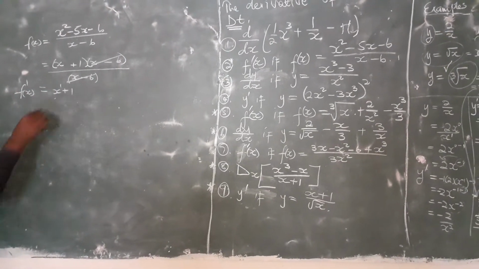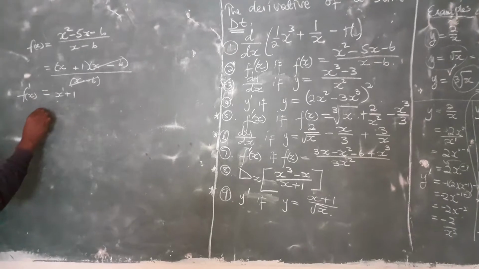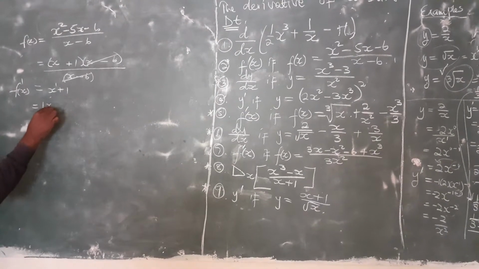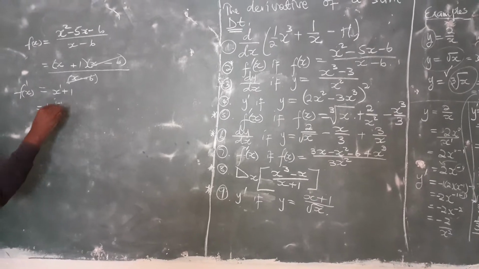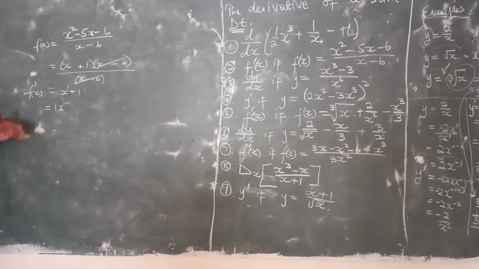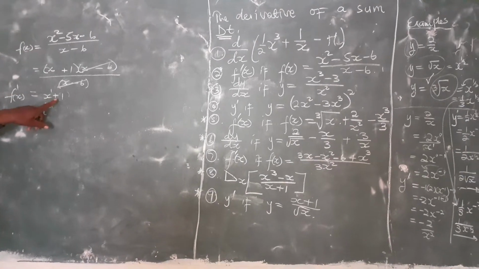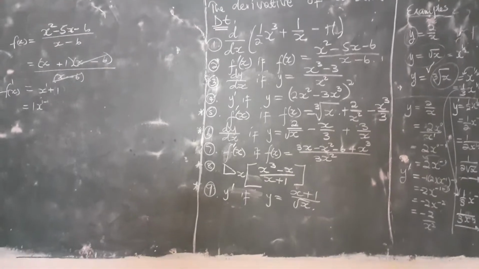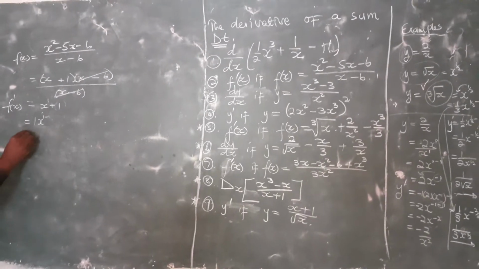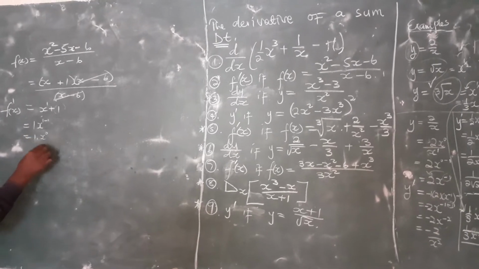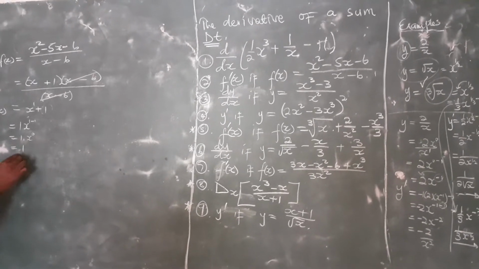Now here we have 1. Then our answer is simply 1 times x to exponent 1 minus 1. This one, because we are doing this in terms of x, is a constant, and the derivative of a constant is 0. So our answer is simply 1 times x to exponent 0, which is simply 1.